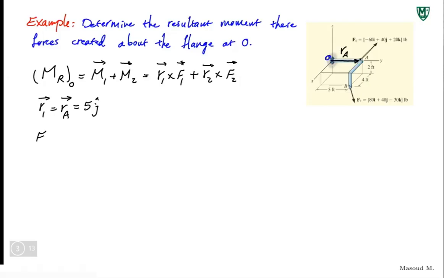And I already know F1. F1 I'm given is minus 60i plus 40j plus 20k. So I know R1, I know F1. All I've got to do is find M1, right? It's just to do this cross product, R1 cross F1.